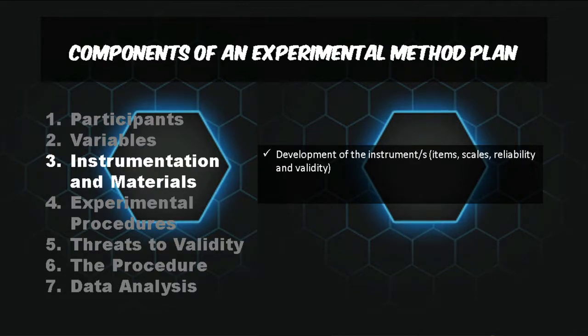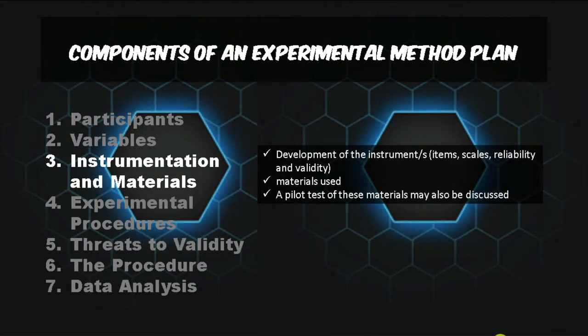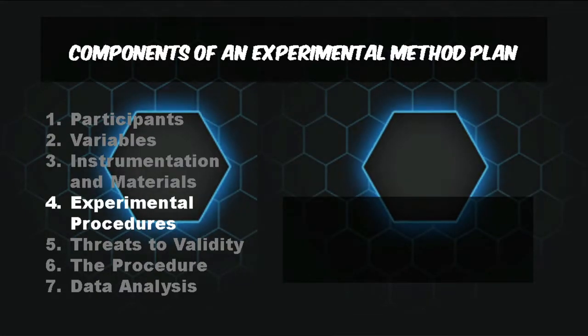We describe further by mentioning the number of items and the scales used in the instrument, how its reliability and validity is established. Thoroughly discuss the materials used for the experimental treatment, and a pilot test of these materials may also be discussed, as well as any training required to administer the materials in a standard way. Experimental procedures, do not forget to mention those.